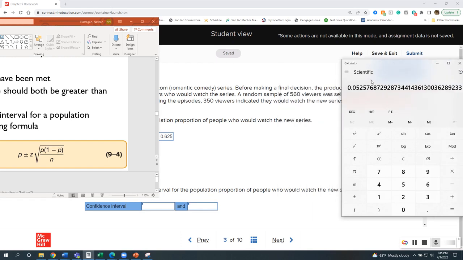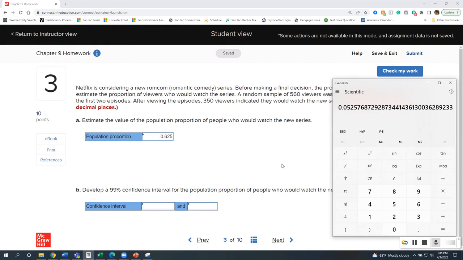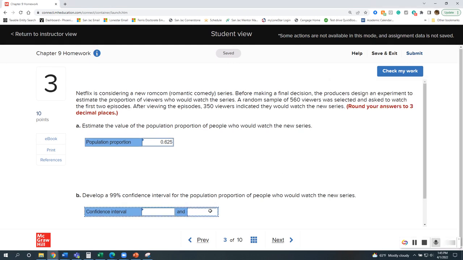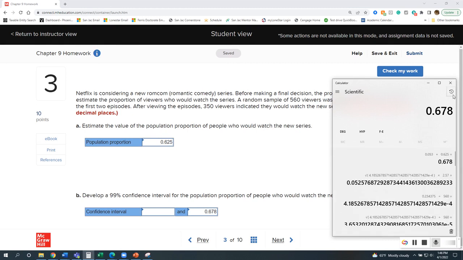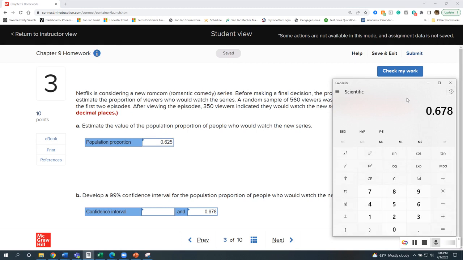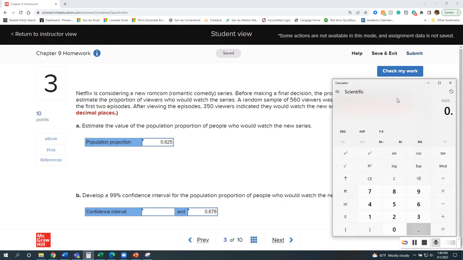Okay. So again, we're going to go with 3 decimal places. So since that is, we're going to go 0.053. 0.053 plus 0.625, and hopefully all of our rounding did not mess things up. So 0.625 minus 0.053.